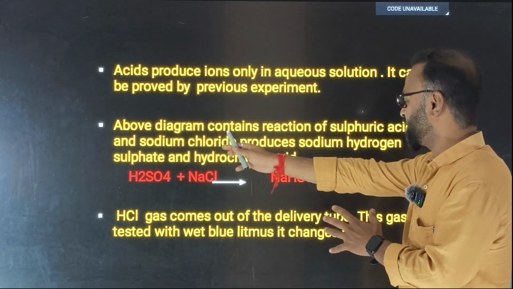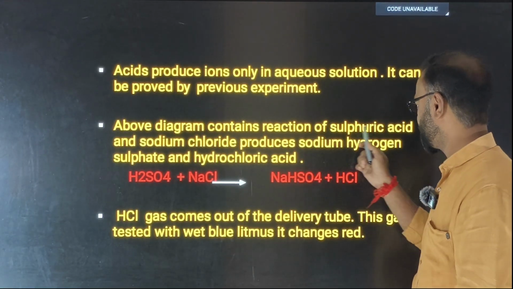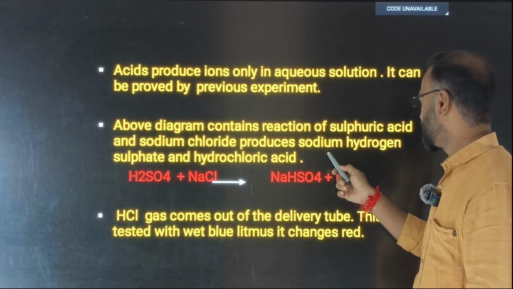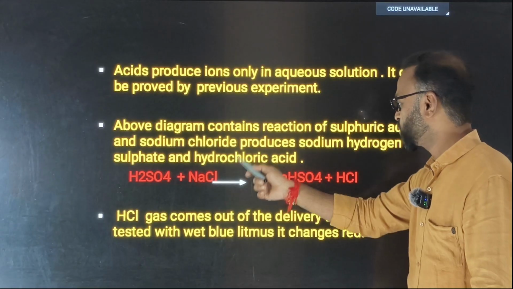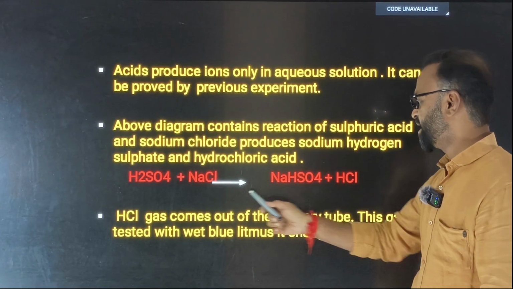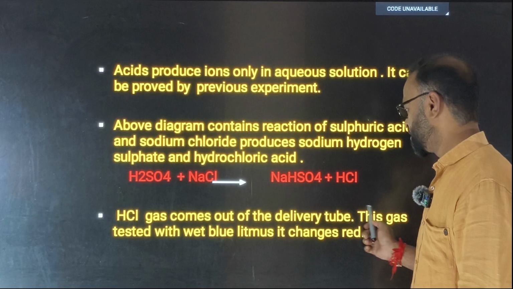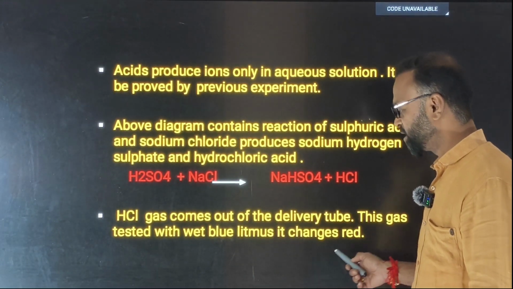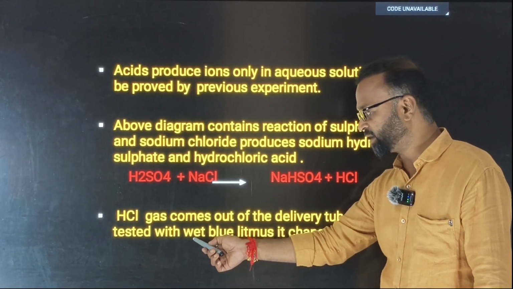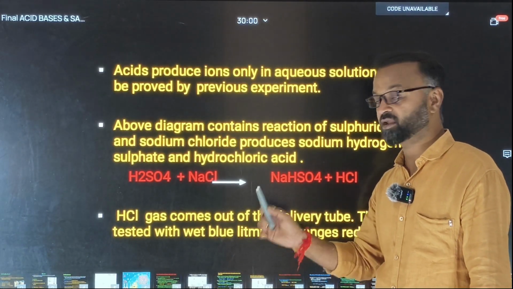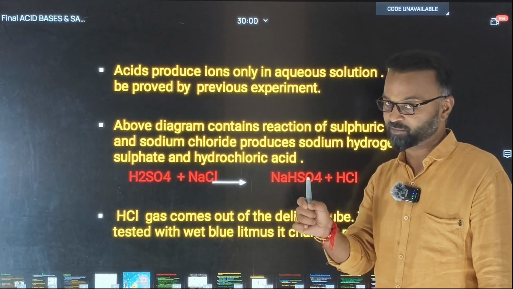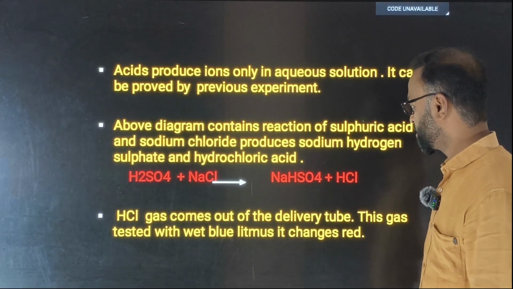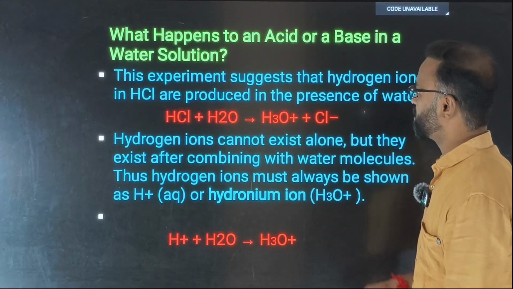Okay, so this above diagram, what we just discussed, contains the reaction of sulfuric acid, that is hydrogen sulfate, and sodium chloride, which produces sodium hydrogen sulfate and hydrochloric acid. HCl gas comes out of the delivery tube. This gas tested with wet blue litmus paper will change its color. If the litmus paper is not wet, definitely there will be no change in color, because those H plus ions will not interact with the litmus paper. There is no question of the change in color. So hope it is clear, this one also.